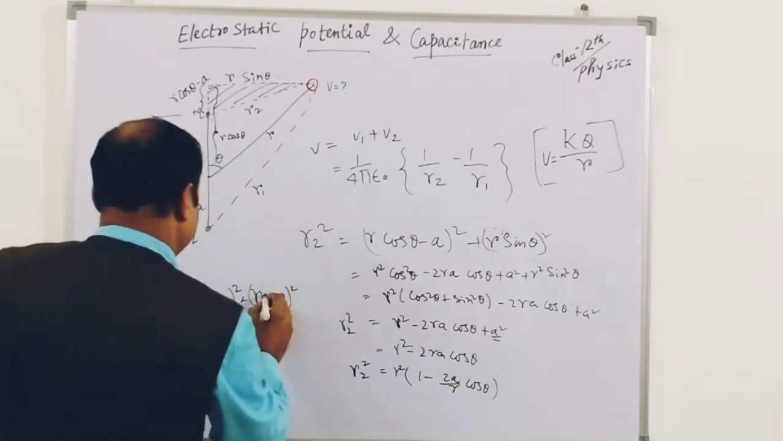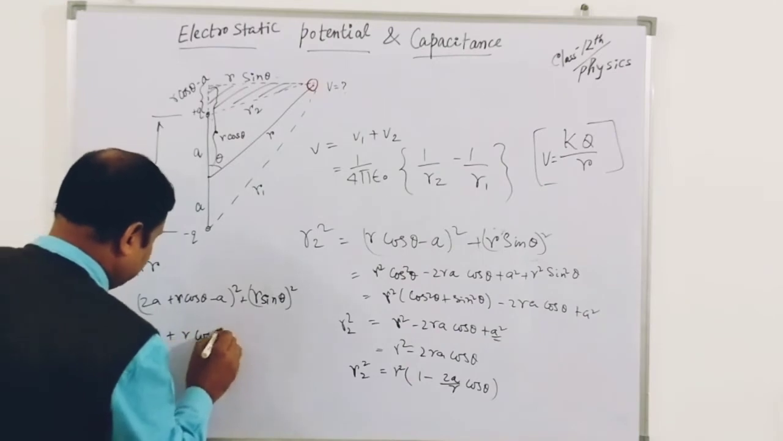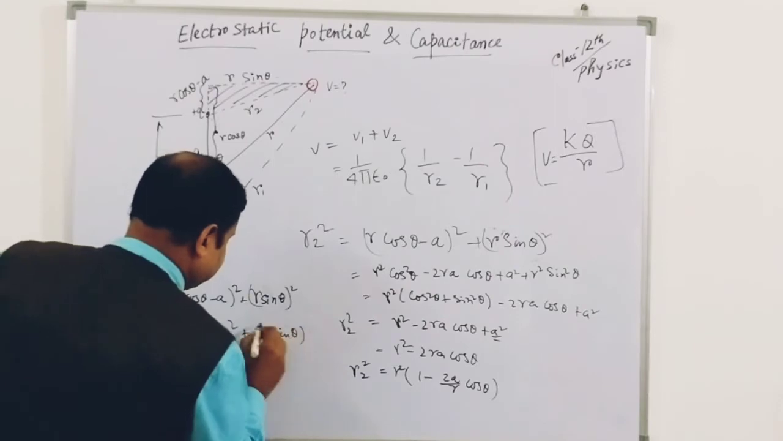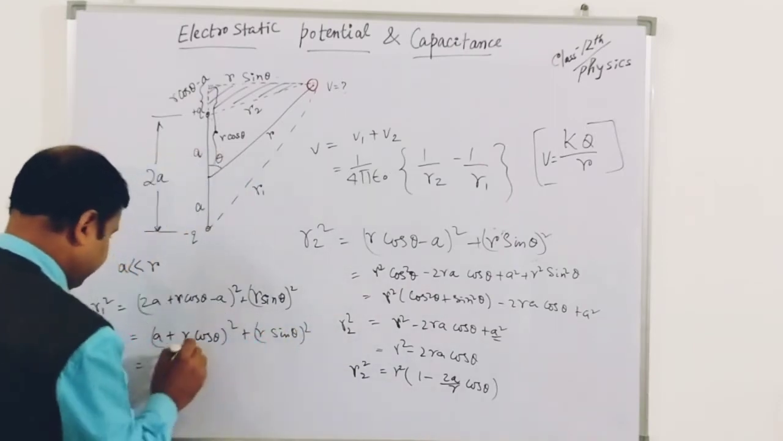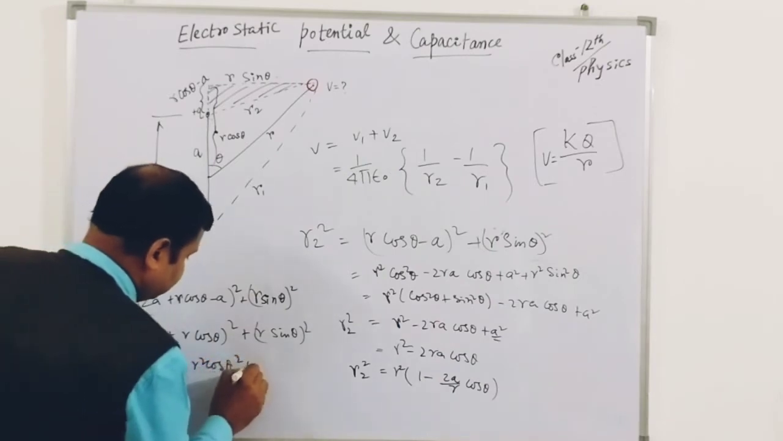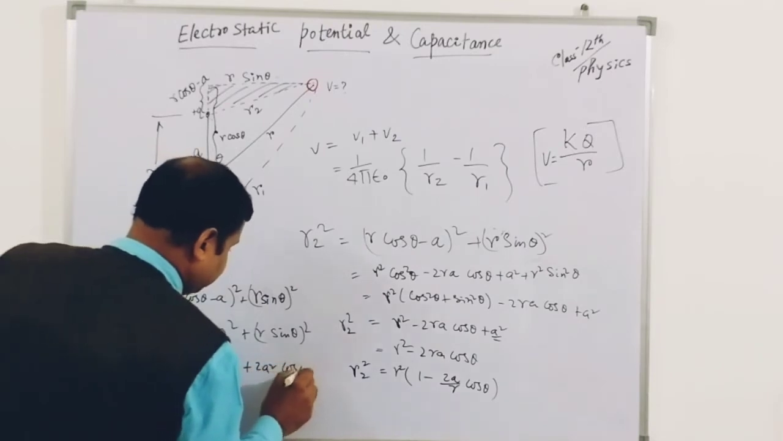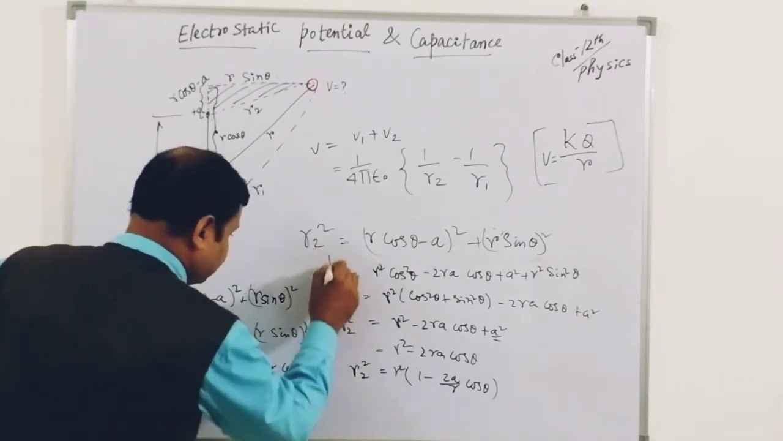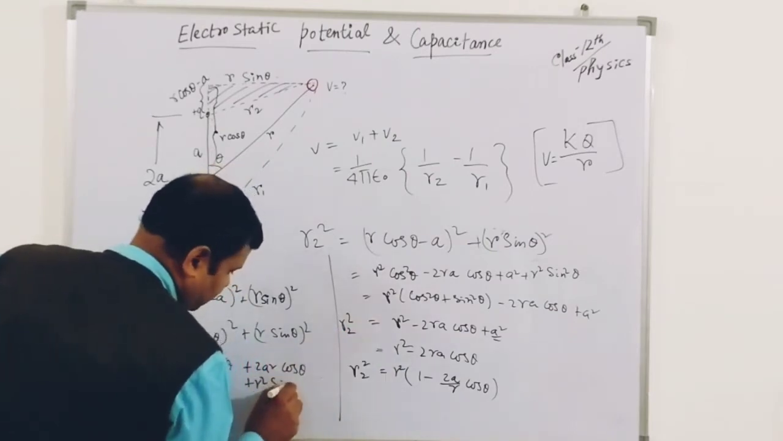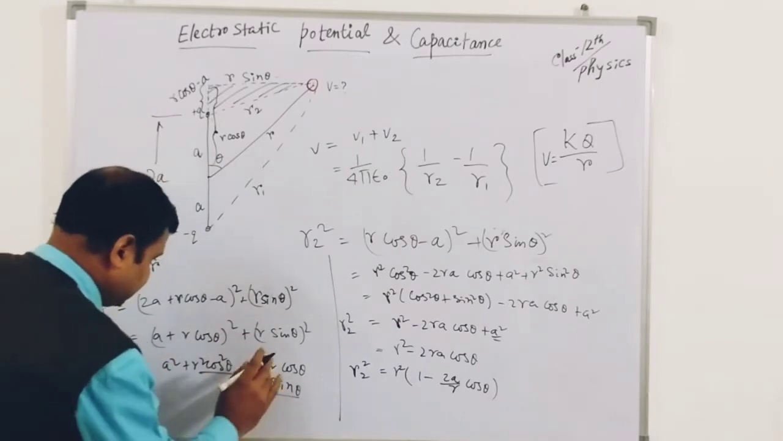Okay, (r sin theta) whole square, and from this you will find (a plus r cos theta) whole square and (r sin theta) whole square. And if you calculate this one, a square plus r square cos square theta plus 2a r cos theta and r square sin square theta.